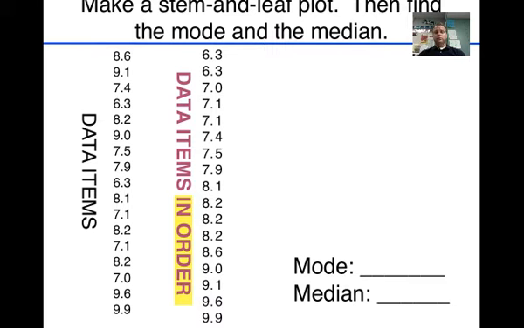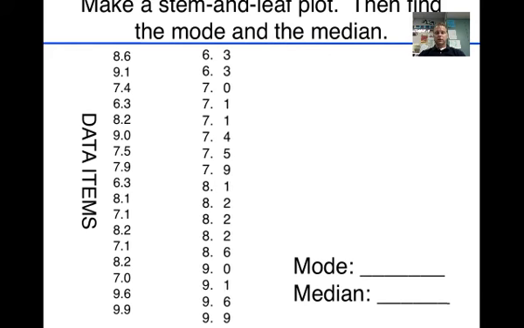Now, we're going to separate our stems from our leaves. Everything to the right is our leaves, everything to the left is our stems. I like to divide them out. In this case, I'm going to divide it out by 6, 7, 8, and 9.